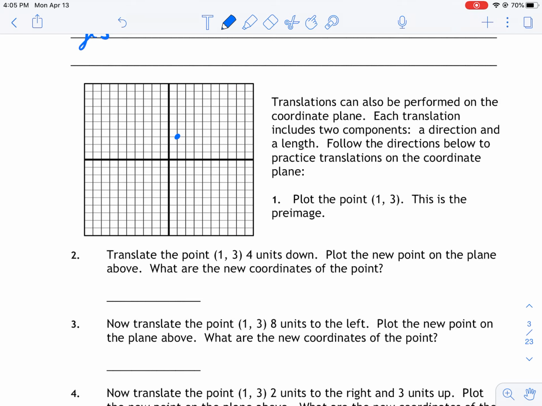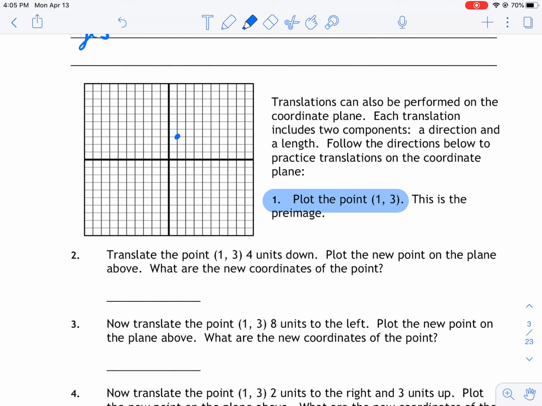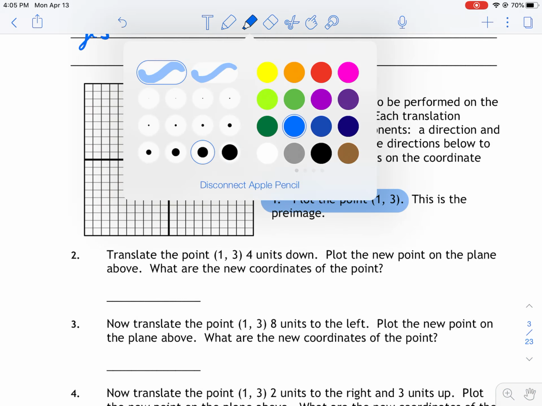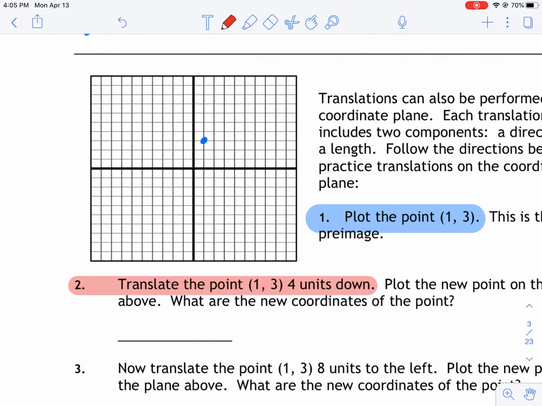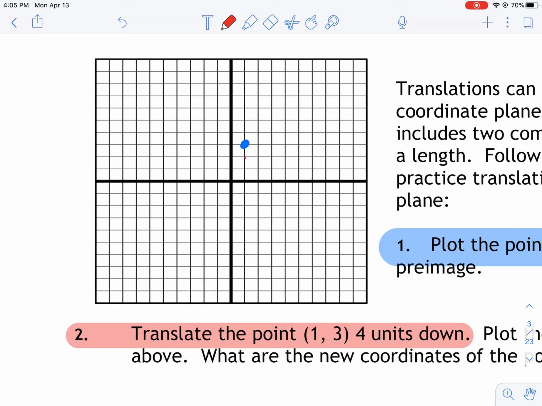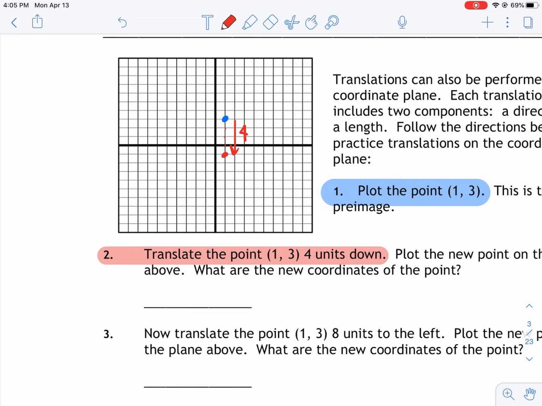There it is. Okay, so now it says to translate the point 4 units down. So you know that that is the point 1, 3. Okay, and then we're going to change the color so we can keep track of the translations here. So we're going to do that one 4 units down. So I'm going to count down 4 levels from the point 1, 3 and add another point. I'm going to count down 1, 2, 3, 4. Just like that. Okay? So that's a translation 4 down from the original point.